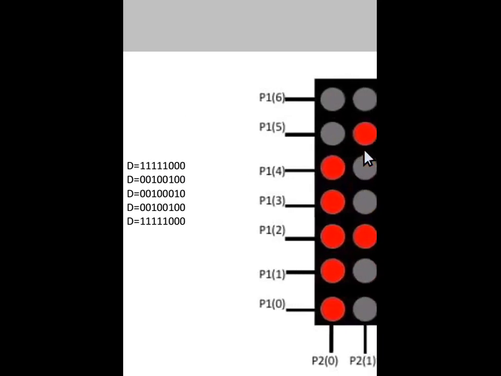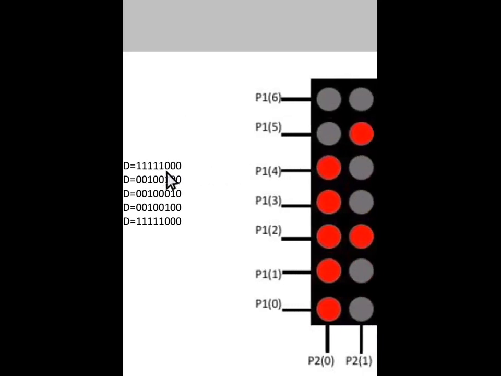Then our second information, you can see it here. 0 0 1 0 0 1 0 0, which is this. 0 0 0 1 0 0 1 0 0.